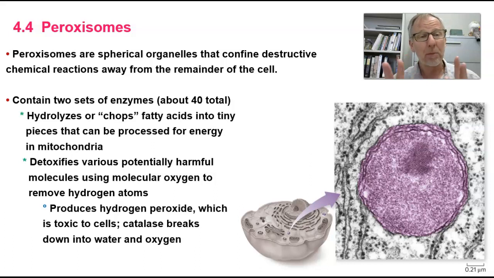So with that being said, let me just quickly talk about what peroxisomes are and what they do. They're very small, sort of spherical organelles. They would probably look kind of like a vesicle, but they have a very specific job or function. What they do is they confine destructive chemical reactions away from the remainder of the cell. So they're specialized little compartments for chemistry that otherwise might damage a cell if that chemistry was done in the cytosol.